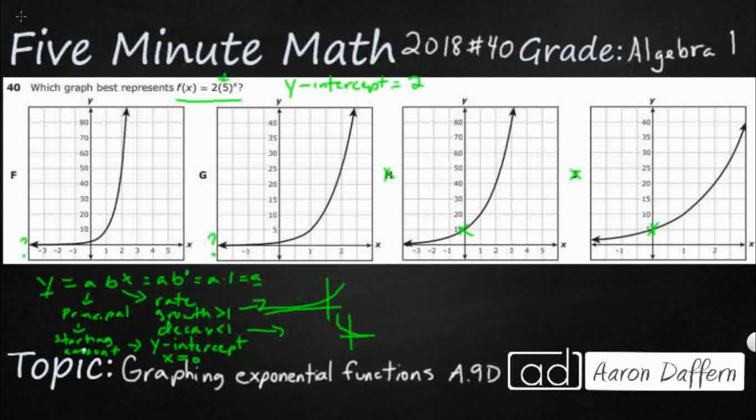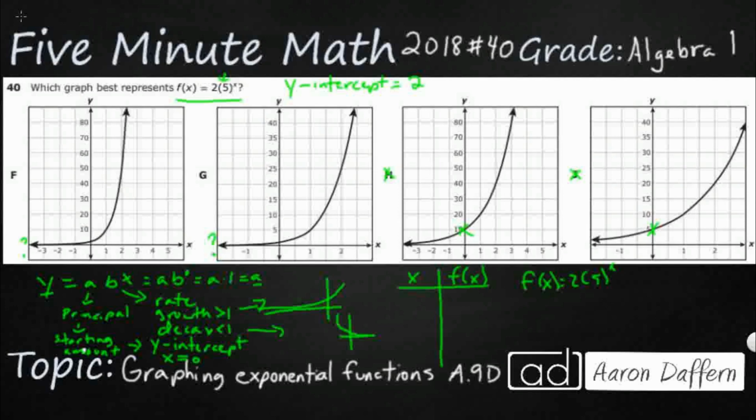All right, so we're between F and G. So how do we choose between those two? Well, look, we could just go old school. Let's just plug numbers in, right? So we've got x, we've got f of x. Let's just plug them in. So I've got f of x equals 2 times 5 to the x.